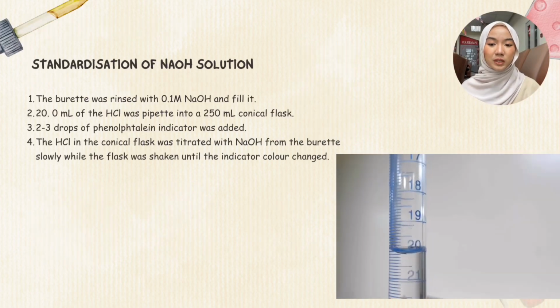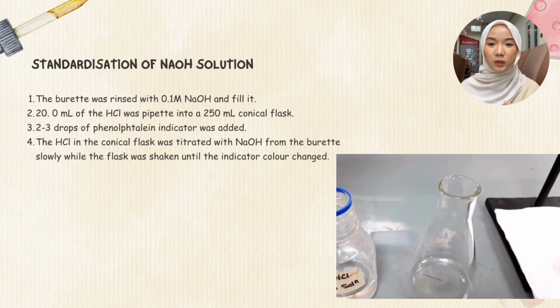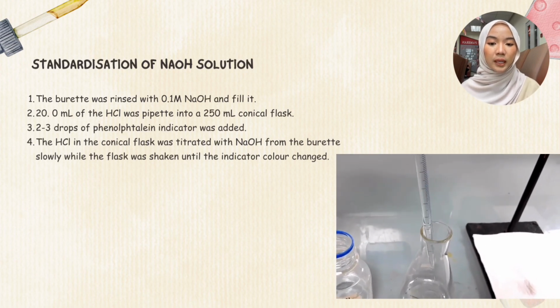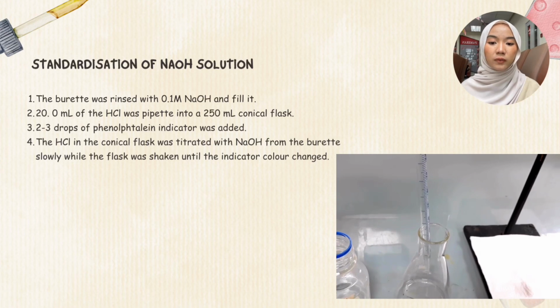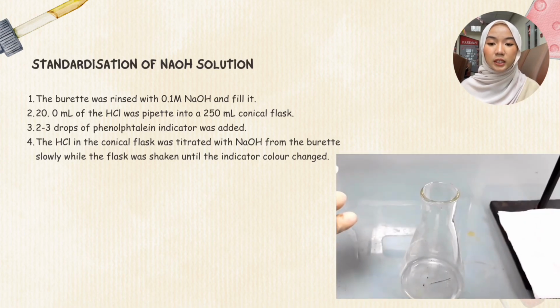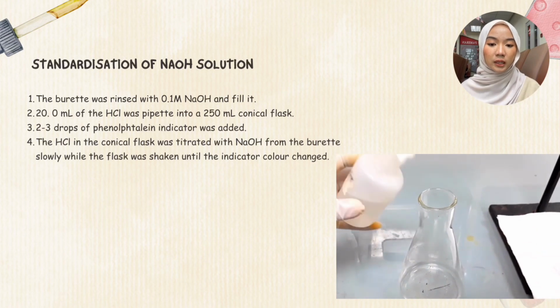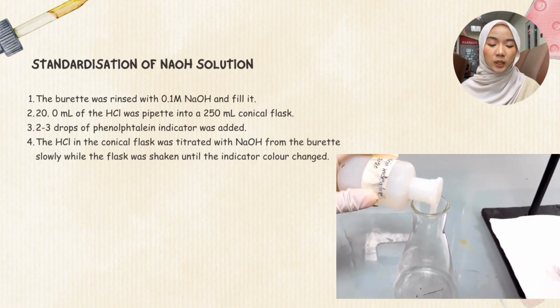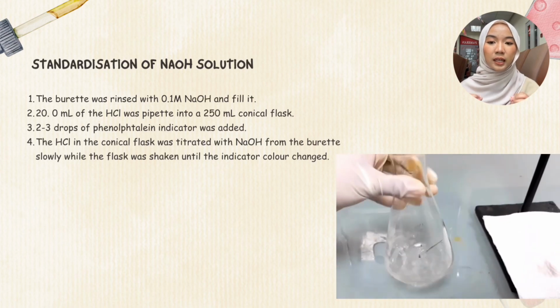Alright, the next procedure is standardization of NaOH solution. The first step is the burette was rinsed with 0.1 M NaOH. Then 20 ml of the HCl was pipetted into a 250 ml conical flask. Then 2 to 3 drops of phenolphthalein indicator was added. The HCl in the conical flask was titrated with NaOH from the burette slowly until the indicator color changed.